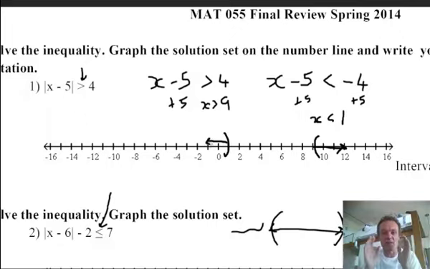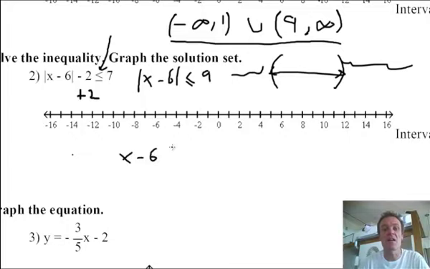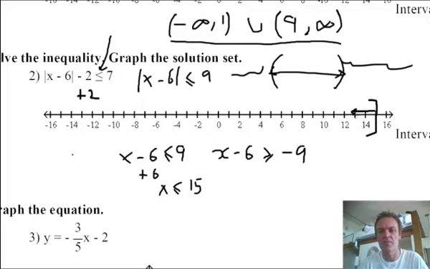So, like the previous question, x minus 6 is less than or equal to 9. But also, x minus 6 is greater than or equal to, again I change the direction, negative 9. We're still going to add a 6 to both of these. So that'll give us x is less than or equal to 9 plus 6, which is 15. Now this is going to be a bracket, it's got the equal sign, and it's going that way.